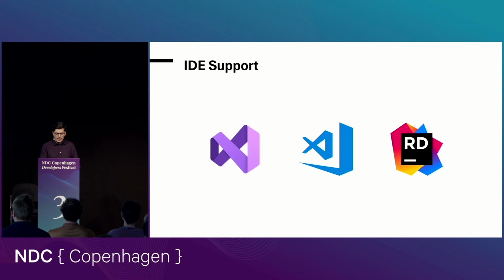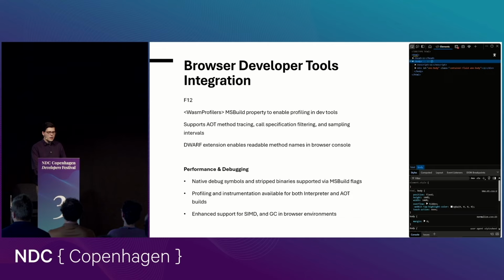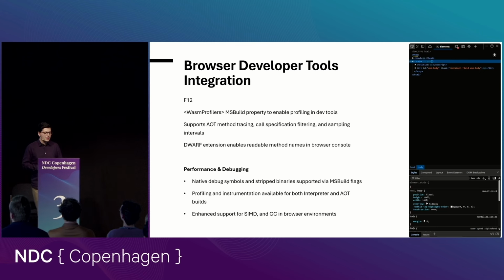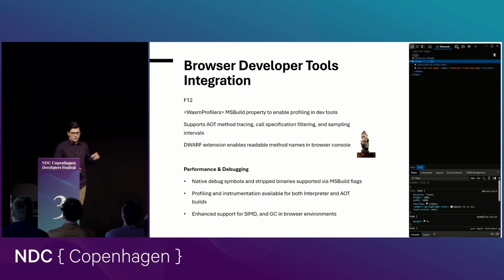And you can have almost all what I showed directly supported also in a terminal. So there is great support for the F12 tools, let's say, which I showcased a little bit earlier. There are the Wasm profilers, which is an MSBuild property to enable profiling in DevTools. There is support for AOT method tracing, so for some call specifications and the filtering sampling of intervals. There is also a DWARF extension, which enables readable method names in the browser console, not this dwarf.